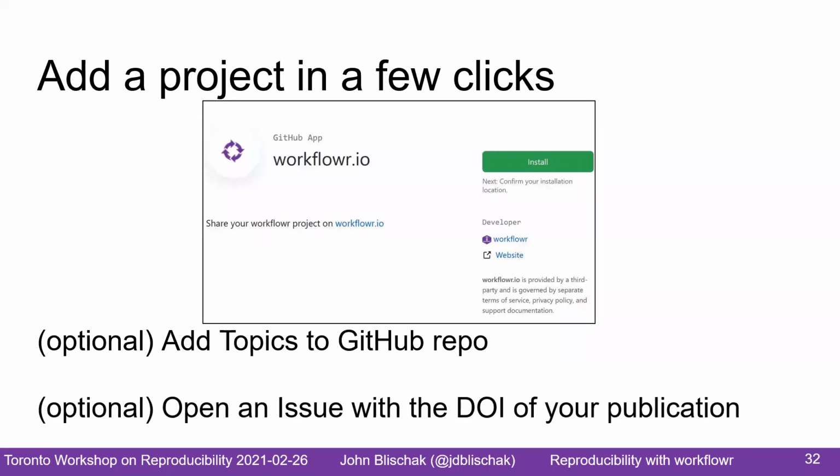And then if you have a publication, you just open an issue on workflowr.io and give me the DOI of that paper, and it can be a preprint or whatever it is. As long as it has a DOI, I can use it. And then it'll add your publication and link it to however many, either one or more, Workflowr projects that are associated with that publication.